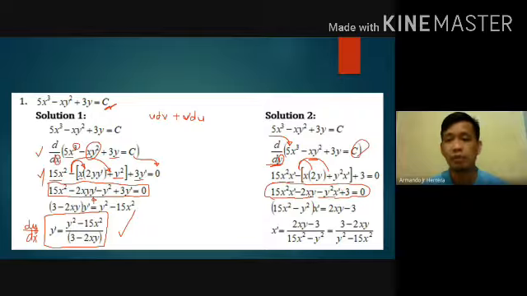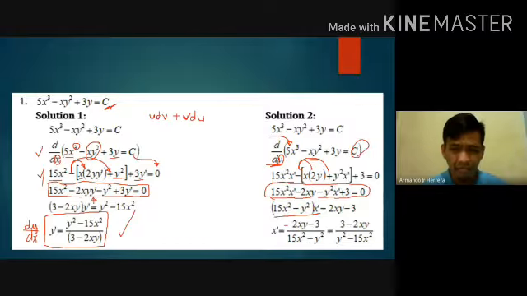So this negative 2xy when transposed to the right becomes positive. This positive 3 transposed to the right becomes negative 3. Then if factor out lang natin yung x prime, so may nasa labas na yung x prime, matitira sa loob 15x squared minus y squared. Then divide both sides by the coefficient of x prime to solve for x prime. So that gives you 2xy minus 3 over 15x squared minus y squared.